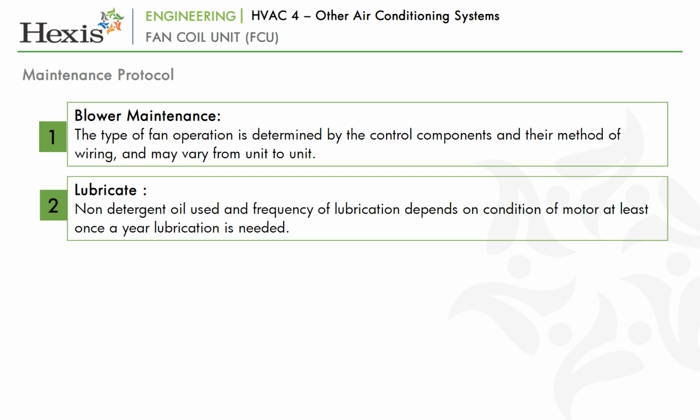Lubricate. Motors equipped with oiler tubes may be lubricated with a 20-weight non-detergent oil. The frequency of the lubrication is dependent upon the operating conditions of the motor. Units subject to frequent fan cycling or those that operate in a dirty environment require more attention than those subject to less severe operation. Motors should be lubricated at least once per year. Some motor designs don't require field lubrication.